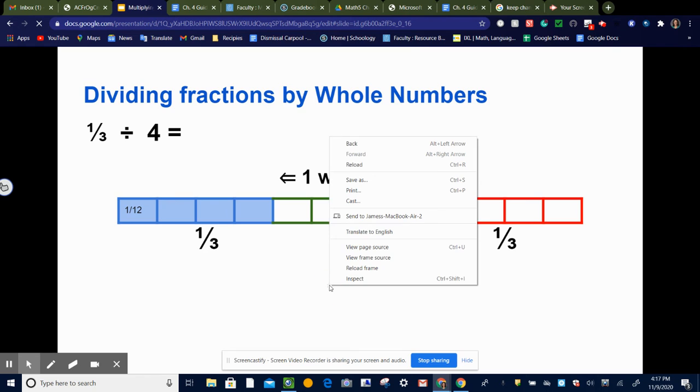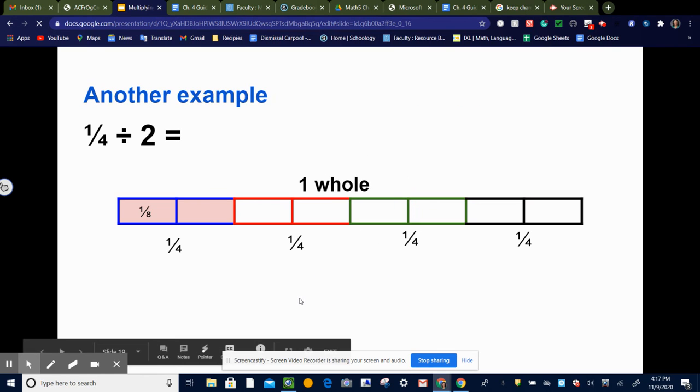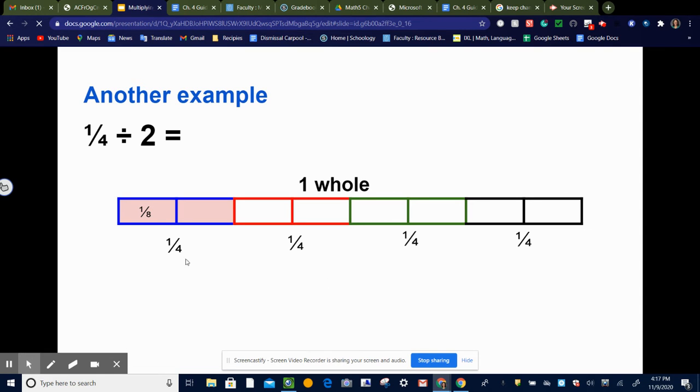Okay, let's look at another one. So here again, we have a whole, and I have divided it into fourths. So we have this blue part that's a fourth, the red part, the green part, and the black part. Each of those are a fourth of the whole. And what we're being asked to do is to say 1/4 divided by 2.